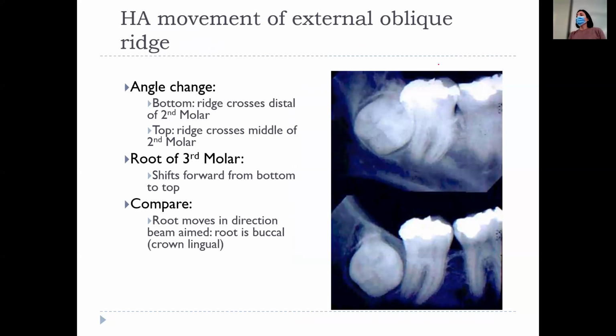So in the bottom one, the ridge crosses the distal of the second molar. This is basically what I was just saying. The top, it's about in the middle of the molar. So now we're looking at this tooth here, which is our impacted third molar, and we're going to look at how it changed between those two pictures.